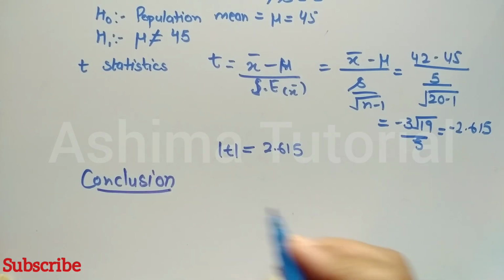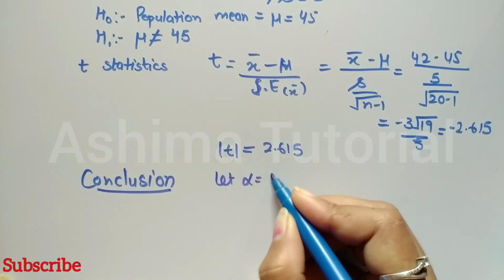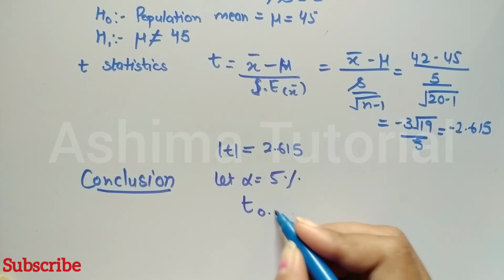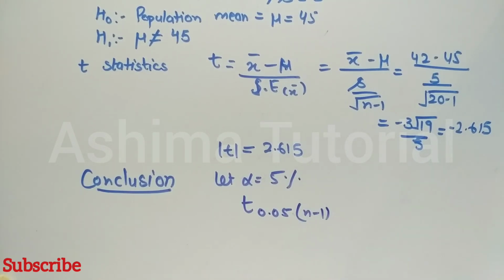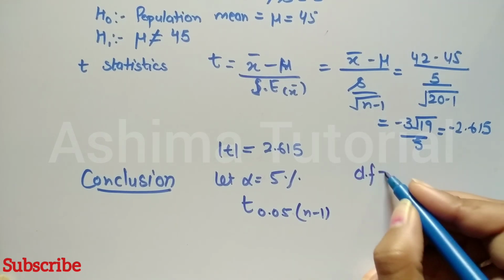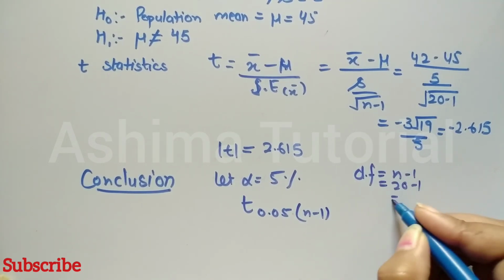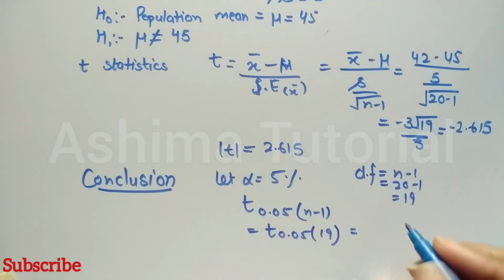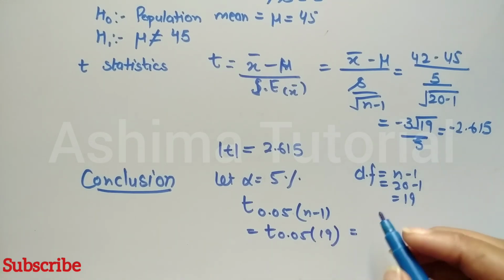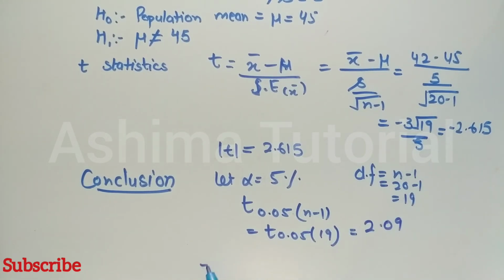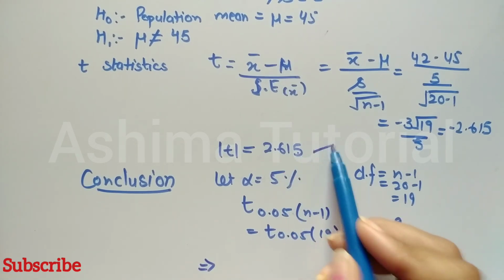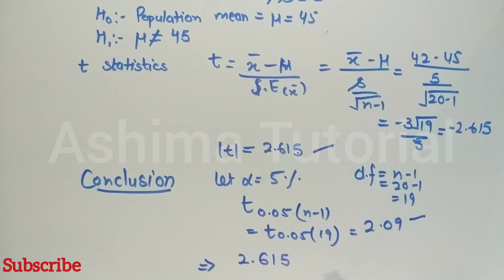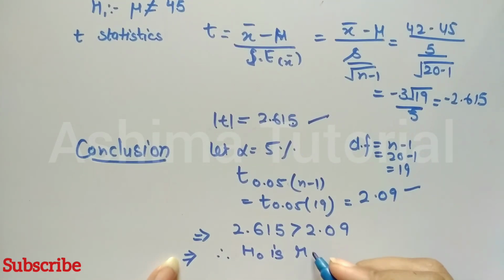Now conclusion: let alpha is equal to 5%. Now t at 0.05, n minus 1, where n minus 1 is degree of freedom, n is 20, so degree of freedom is equal to 19. Now value of t 0.05 at 19, by checking it through table, is 2.09. Now comparing the two values, 2.615 is greater than 2.09. It implies H0 is rejected.